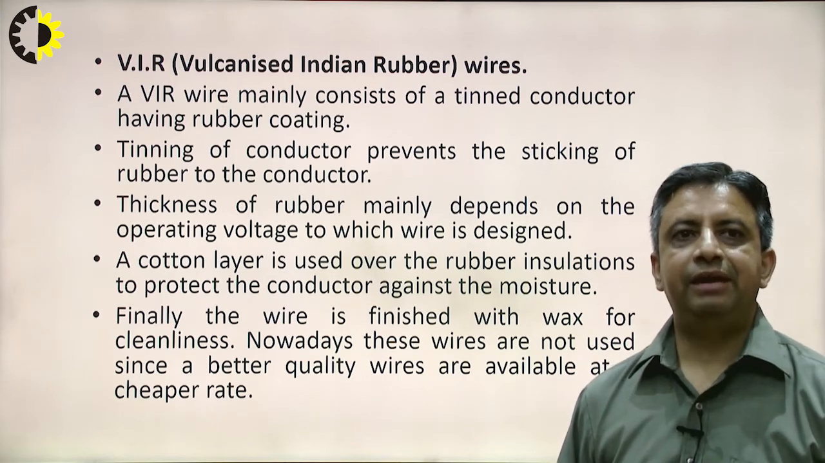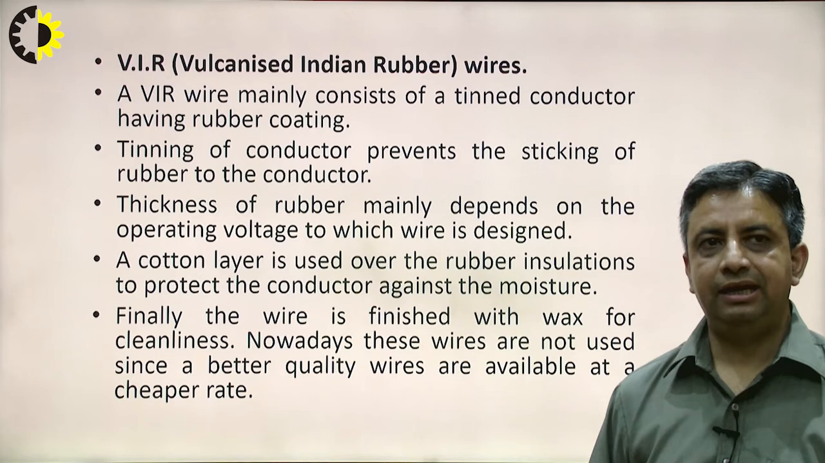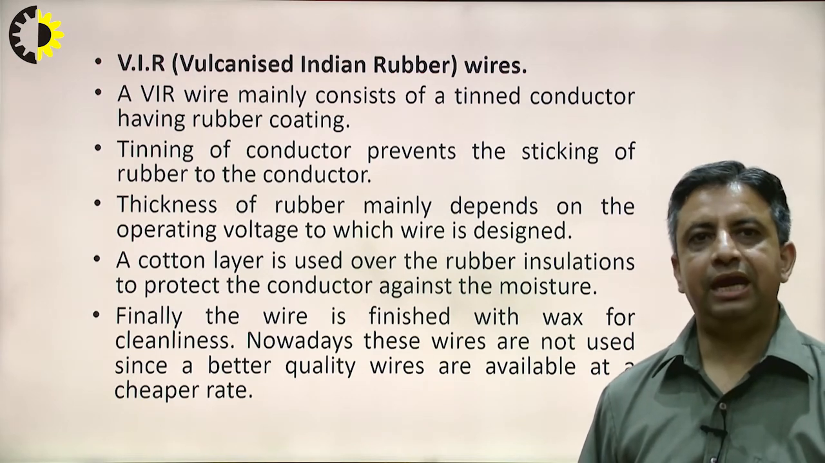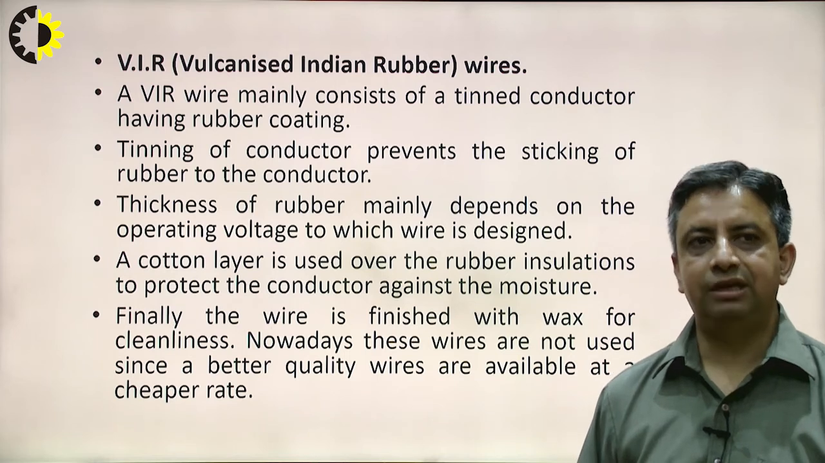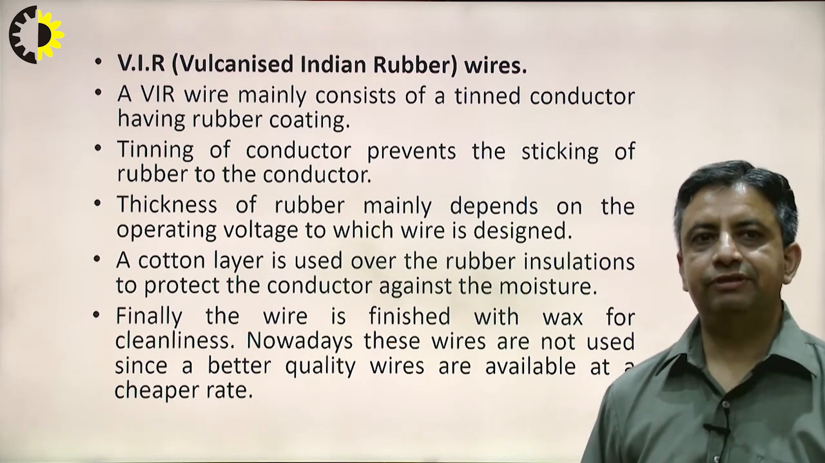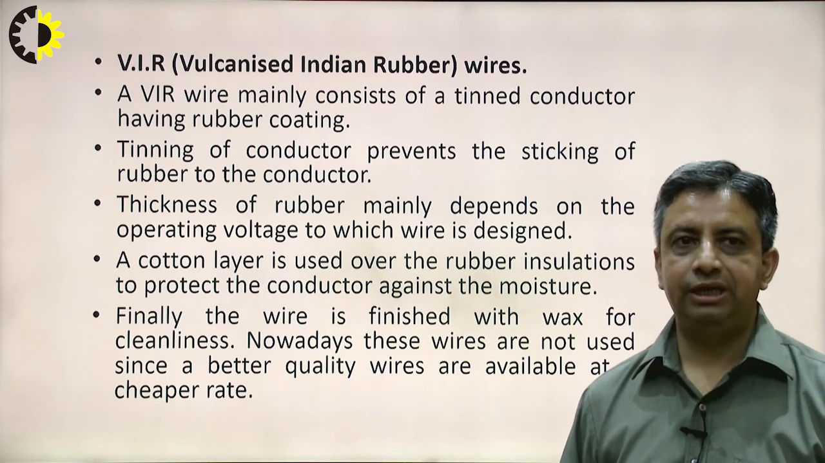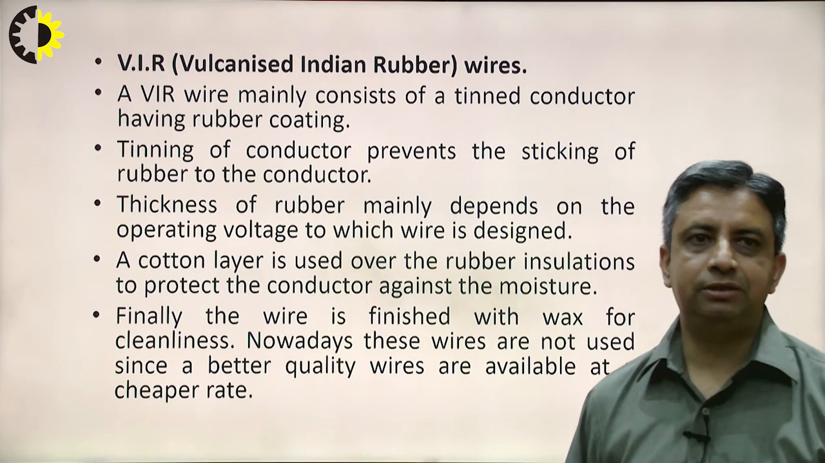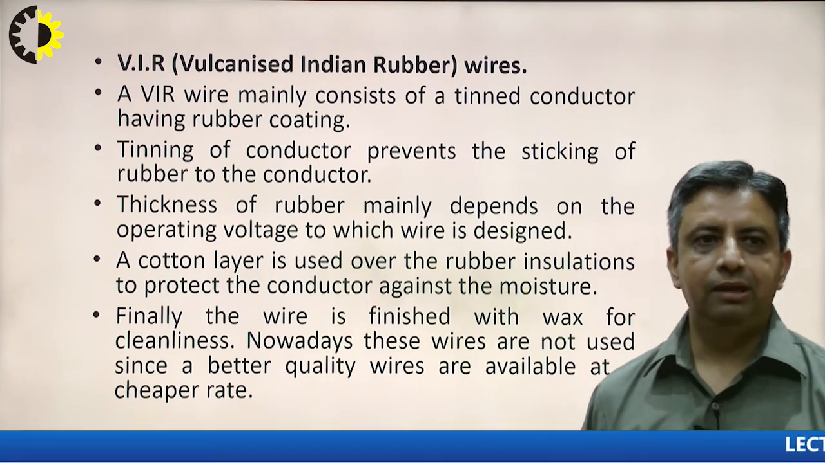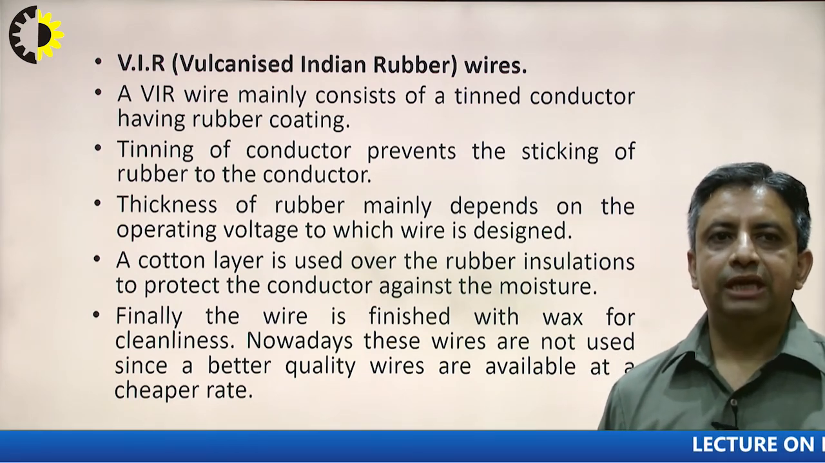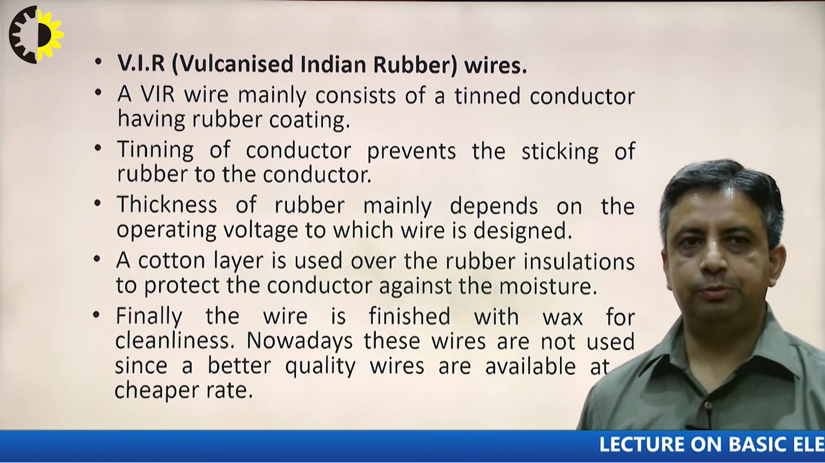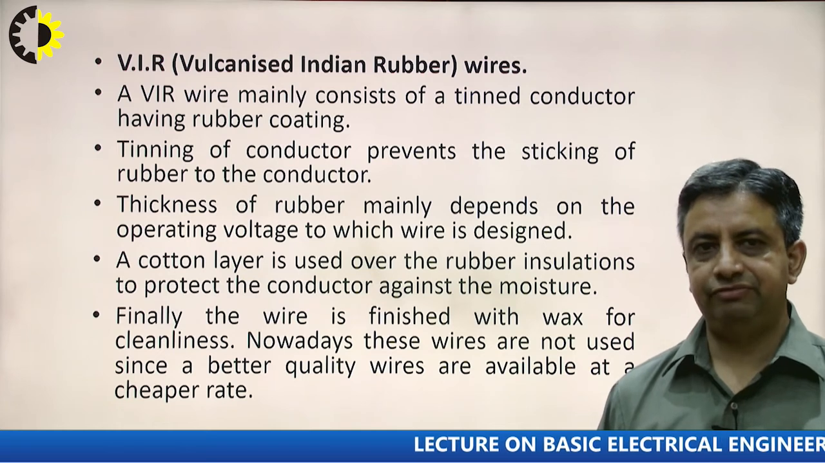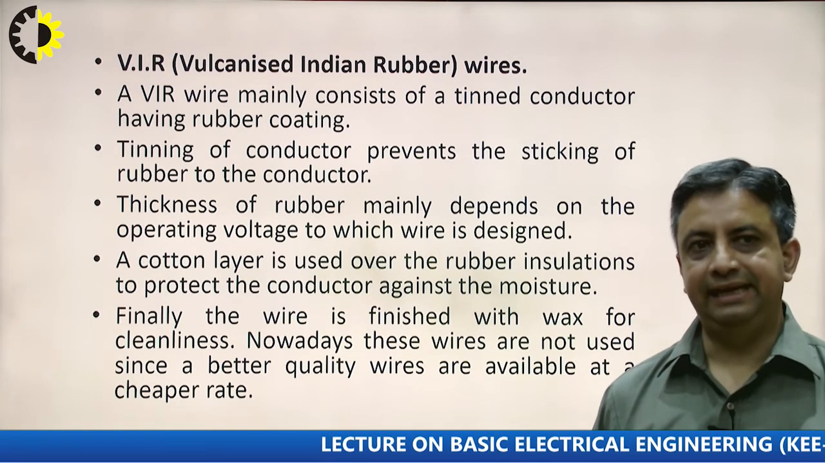VIR wire mainly consists of a tin conductor having rubber coating. Tinning is done to prevent the rubber from sticking to the conductor. The thickness of the rubber depends upon the operating voltage, as the insulation requirement in a wire depends upon the operating voltage level. A cotton layer is used over the rubber insulation to protect against moisture, and finally the wire is finished with wax for cleanliness.